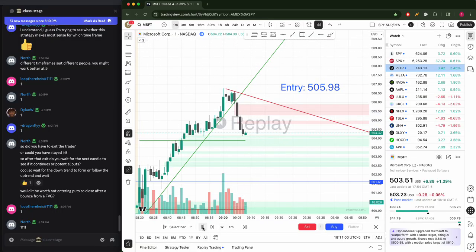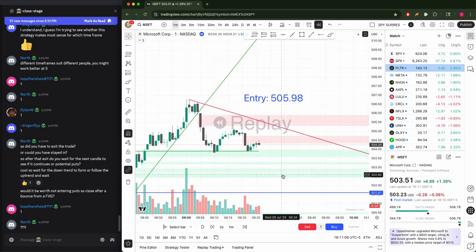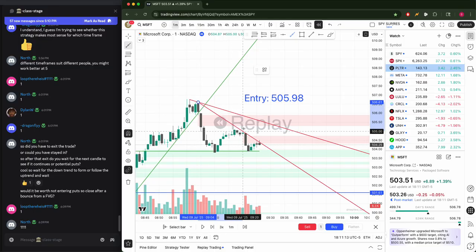All right, let's let this play out. Okay, right here we have our swing. So we can do something like this. And then when price comes up here, we should get stopped out. But like I said, we have a fair value gap here, right? So when price comes up here, it should reject.